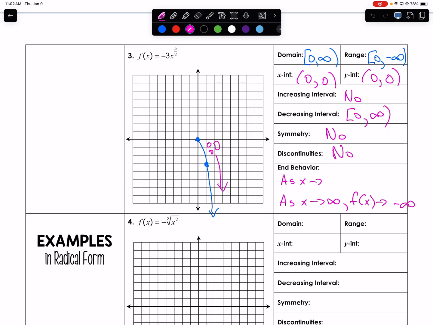That's it. They get weird. As x goes to 0, what do the y values do? Oh, isn't that weird? Yes, they go to 0. That's right. F of x goes to 0.